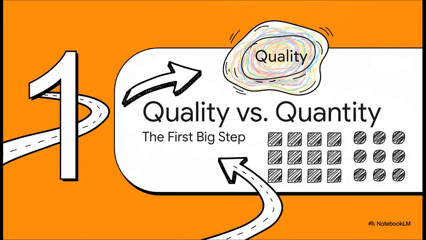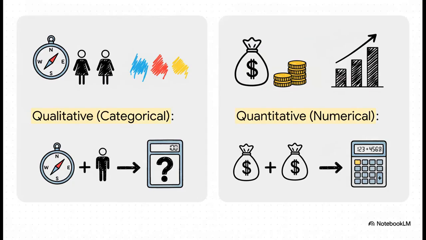So that brings us to the first big fork in the road when we're talking about data. The difference between describing a quality and measuring a quantity. Nailing this down is the first big step to making sense of it all. This lays it out perfectly. On the one hand, you've got qualitative data. This is all about categories. Think about things like gender, hair color, or a direction like east. Now, sometimes we use numbers for these, like maybe 1 for male and 2 for female, but those numbers are just labels. You can't average them to get a meaningful result.